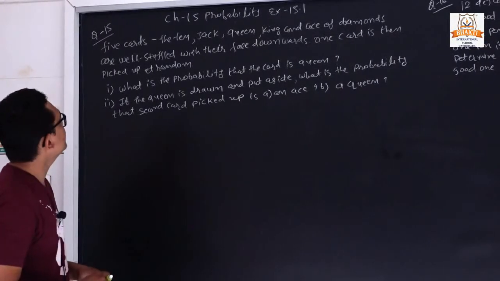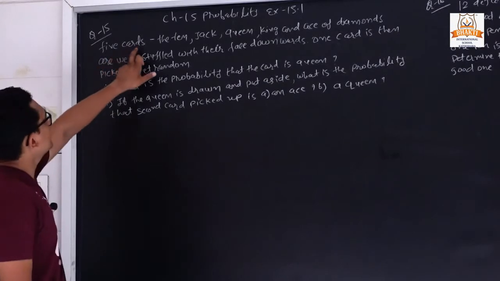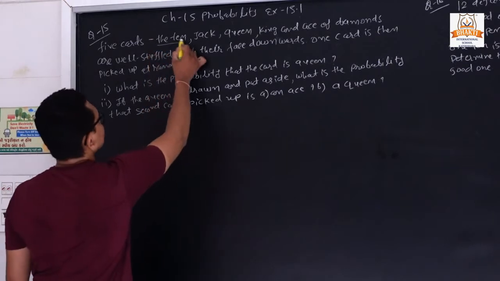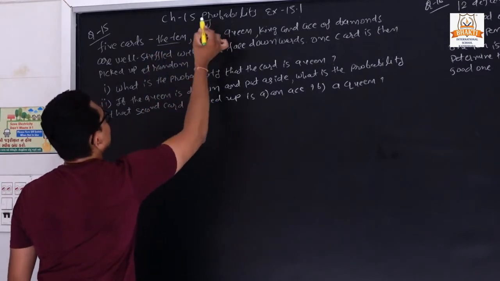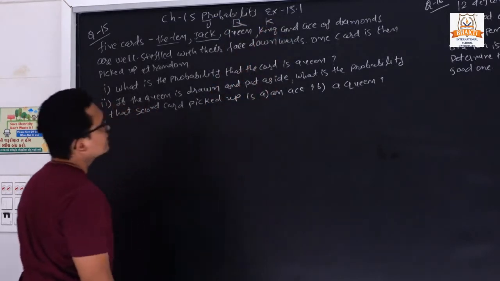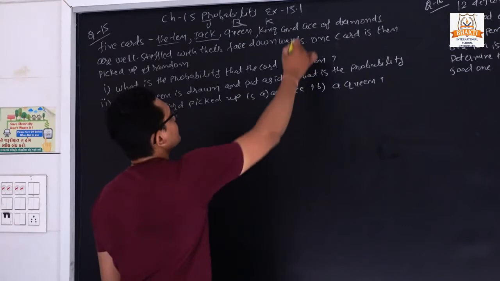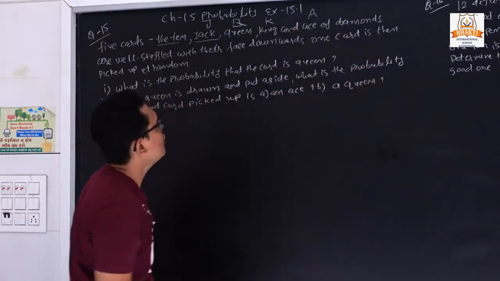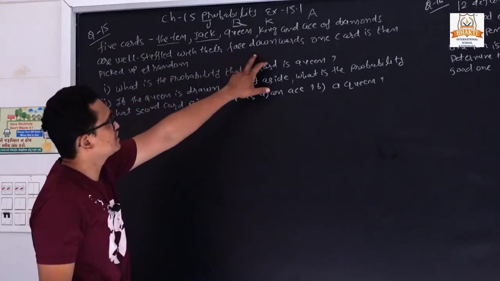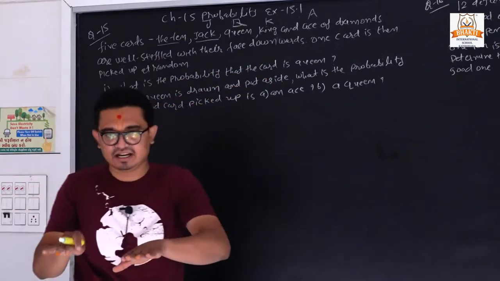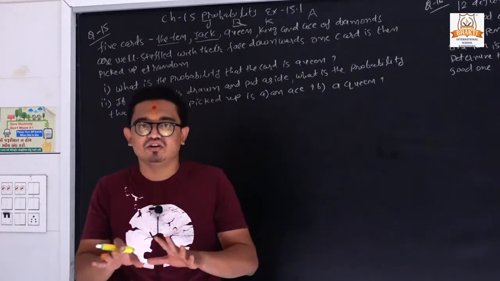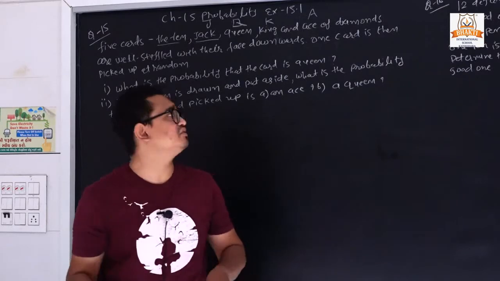In example 15 they are saying 5 cards. So how many total cards do we have? 5: 10, jack, queen, king and ace, of diamonds, well shuffled with their face downwards. So we have the 5 cards, 1, 2, 3, 4 and 5, face down, so we don't know which card is which one.